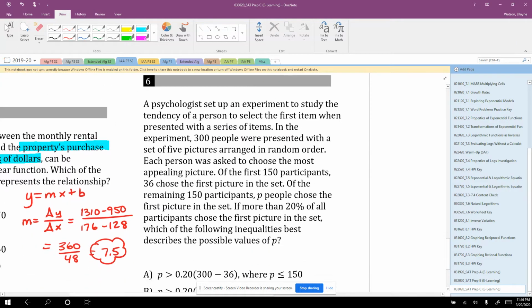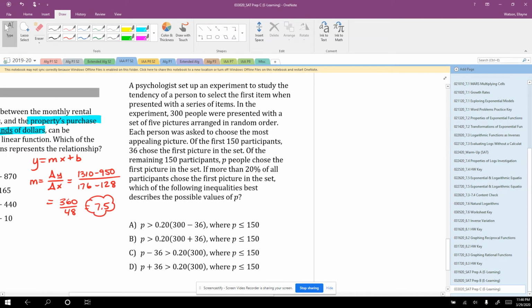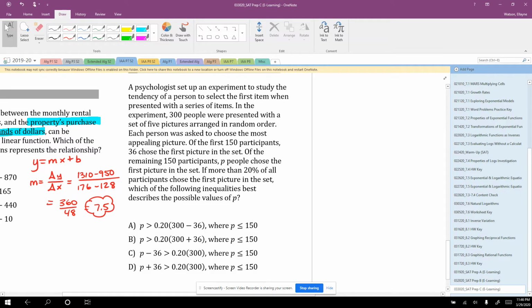Okay, finally, number 6. Lots of words here. Okay, it says a psychologist set up an experiment to study the tendency of a person to select the first item when presented with a series of items. In the experiment, 300 people were presented with a set of 5 pictures arranged in random order. Each person was asked to choose the most appealing picture. Of the first 150 participants, 36 chose the first picture in the set. Of the remaining 150 participants, P chose the first picture in the set.